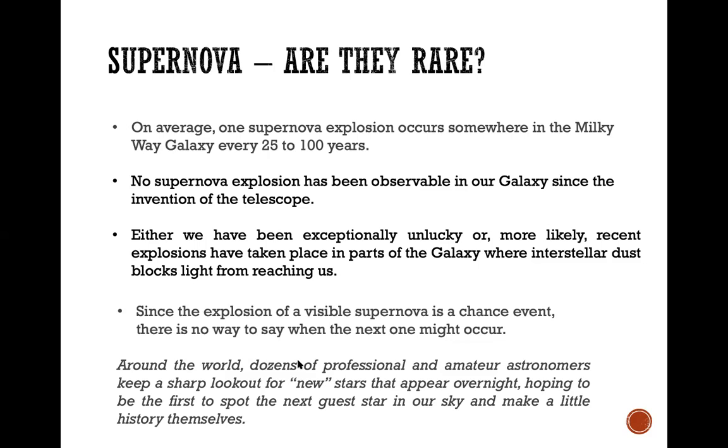Now, this is actually a chance event, so there is no way to say when the next one might occur. It's hard. When you have a Jupiter conjunction or eclipses, there are news reports, and you will know beforehand that this will happen on a particular day. But for supernovas, it's not the case. It's a chance event, so you have to observe the sky, expecting that one day you will see one of these supernovas.